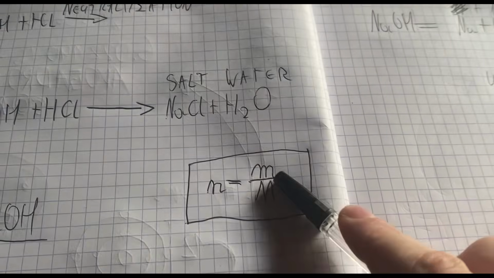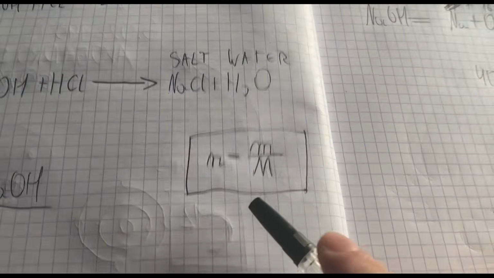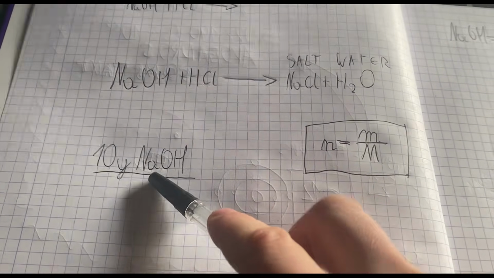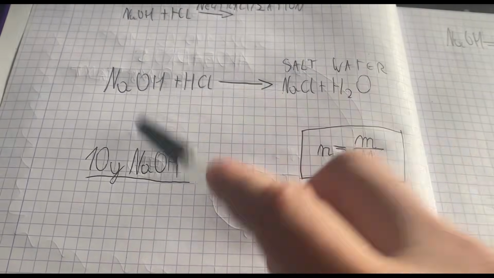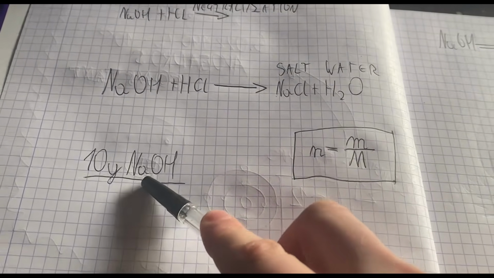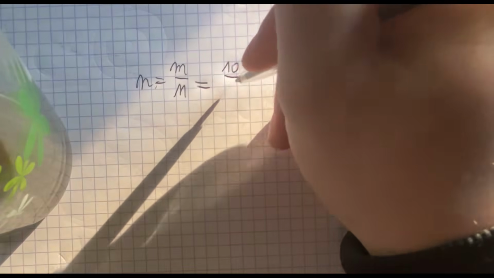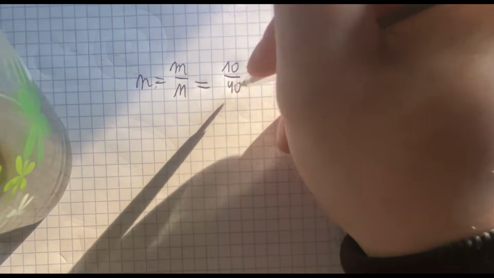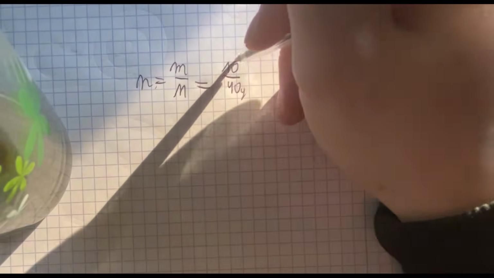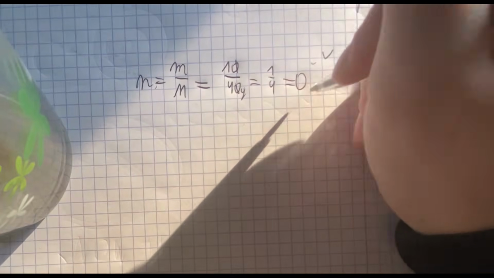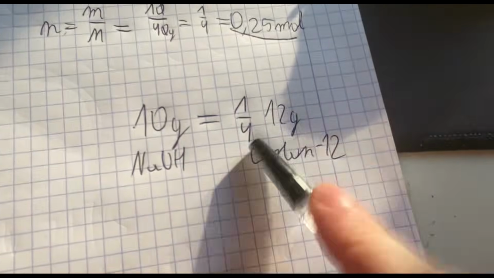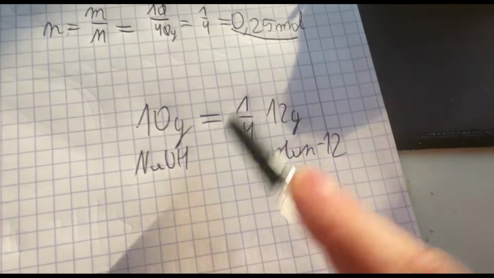By this formula, which is n equals mass divided by molar mass, we can get the proper molar ratio of this reaction, specifically for 10 grams of sodium hydroxide. Now let's divide 10 grams, which is the amount of the reagent we have, by 40, which is the molar mass of NaOH. If you do this calculation right, you will get 0.25 moles. Now this is the amount of moles that this 10 grams of NaOH represents.